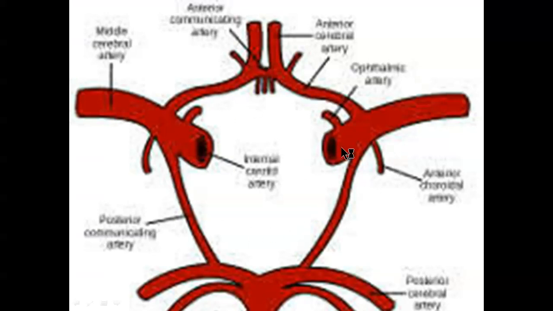Here we can see the circle of Willis. Here we have the posterior communicating artery. Here we have the anterior choroidal artery. So the posterior communicating artery is the first branch, then the anterior choroidal artery is the second branch. So this area is the communicating segment. This area is the choroidal segment over here. Now here is the anterior communicating artery and the anterior cerebral artery, which we are not talking about in this slide or this topic.